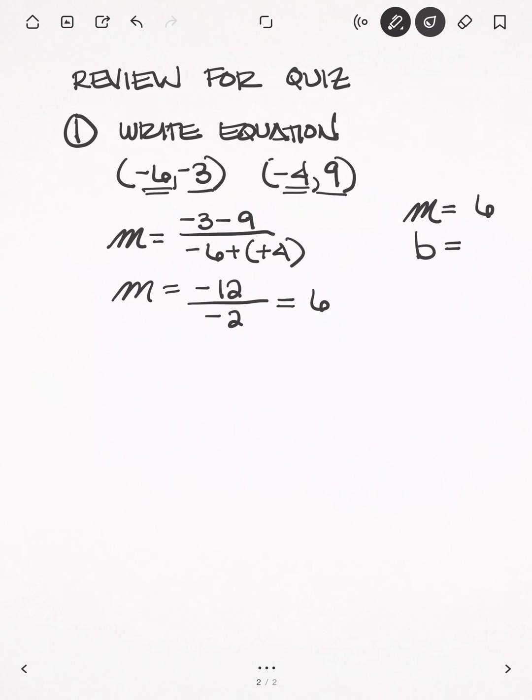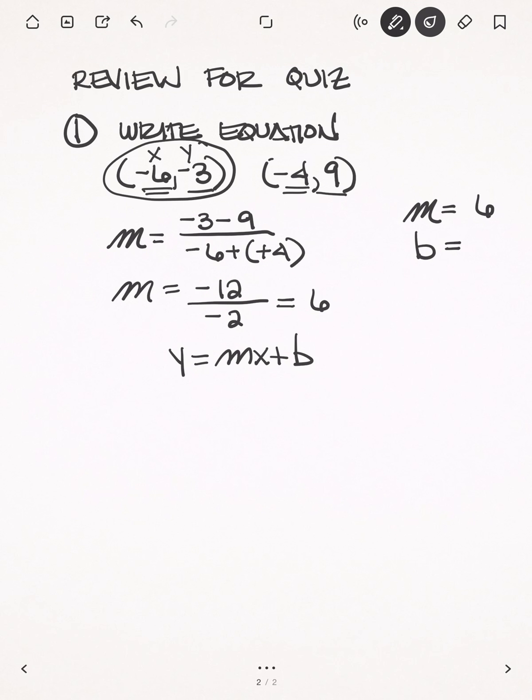Now I have to find b, or the y-intercept. All we know are 2 points and the slope. But if we use this formula, y equals mx plus b, we have a place to put a point in the x and the y, we have a place to put our slope, and then we can solve for b and find our y-intercept. So you get to pick a point. Let's pick a point, and it doesn't matter which one we pick. We'll let this be x and this be y.